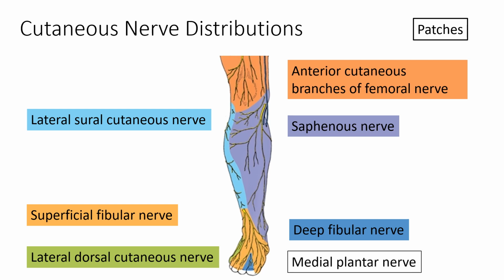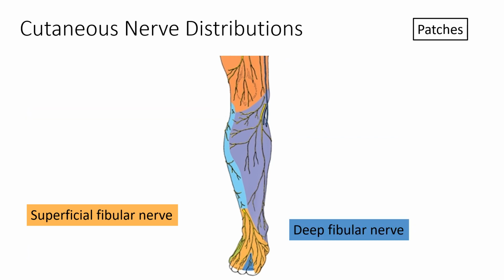So I know this is a lot of cutaneous distributions. I wanted to focus a little bit more on two of them for the purposes of remembering them in lab, on an exam, or even just as a general mnemonic. So I just want to talk about the superficial fibular and deep fibular nerve.